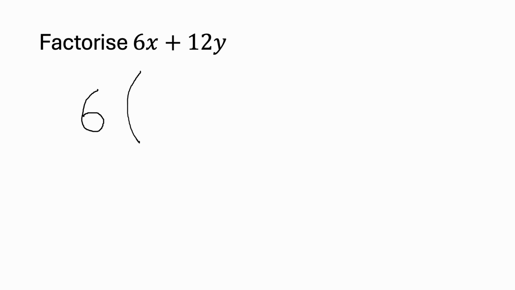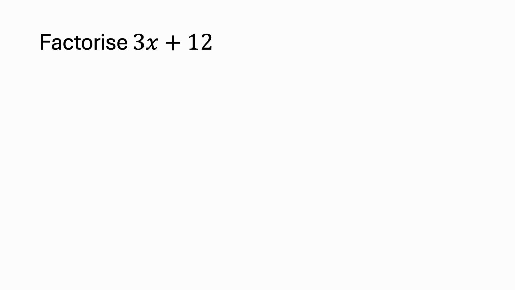Then we're going to put our opening brackets. So 6 times by what makes 6x? That's going to be x. And then 6 times by what makes 12y? And that's going to be 2y.